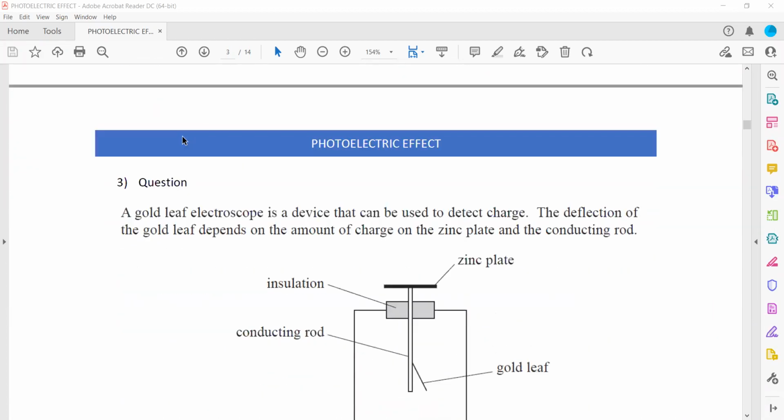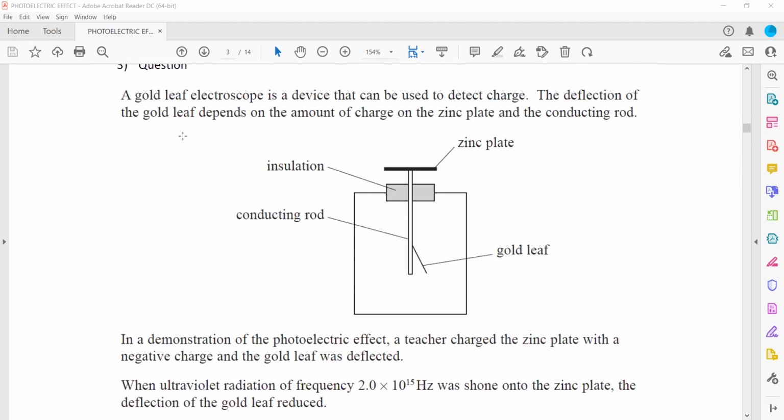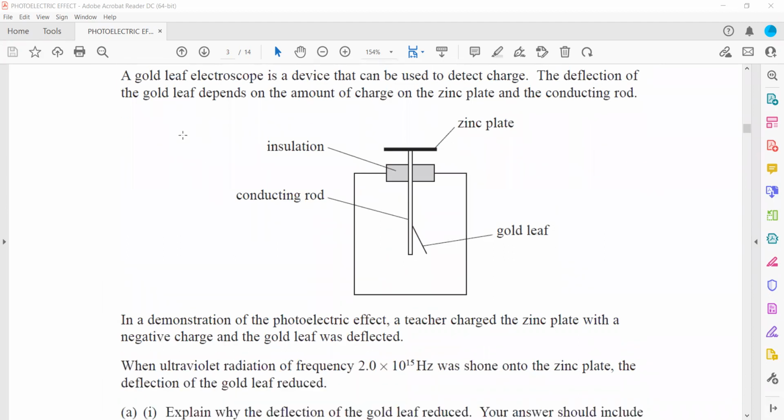Then another question. This is a gold leaf electroscope. A gold leaf electroscope is a device that is used to detect charge. So using this electroscope, we can find the charge. The deflection of the gold leaf depends on the amount of charge on the zinc plate. So how much charge is there on the zinc plate? If there's a large deflection, it means more charge is there because like charges repel. So using that, we can identify how much charge is there.